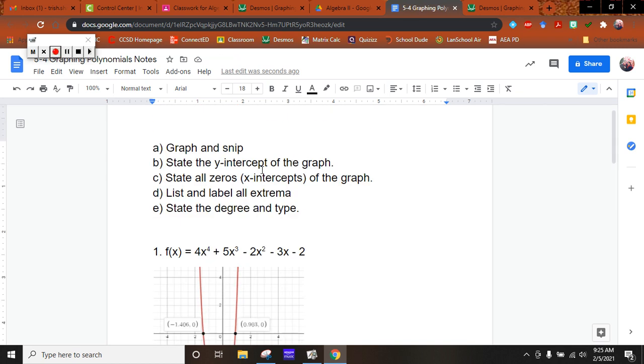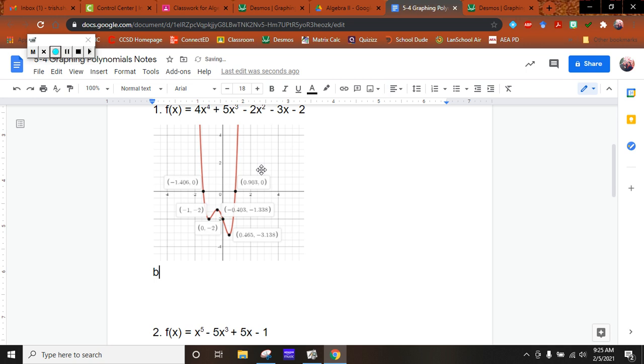So I did the graph and snip. Now I'm going to do my y-intercept. The y-intercept is that 0, -2. You can tell it's a y-intercept because the first value is 0, and then the y value is the y-intercept. If you just wanted to write -2, that's fine. But there's my y-intercept. It's also always the last number in the equation, so we can still use that.